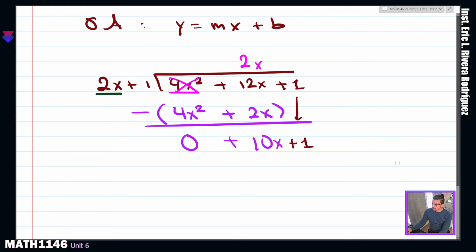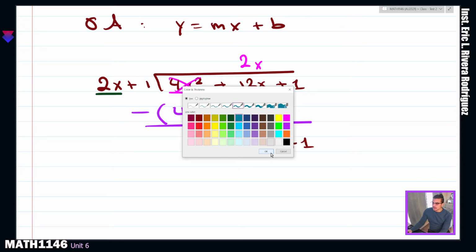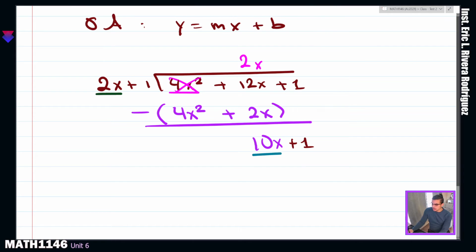Okay. I'm going to erase this 0 because there is no need. I'm going to erase this arrow because now we want to focus on this 10x. So now 10x divided by 2x. Okay, 10x divided by 2x. This is 5. The quotient of 5, see that is constant, so it is aligned with the constant part here.